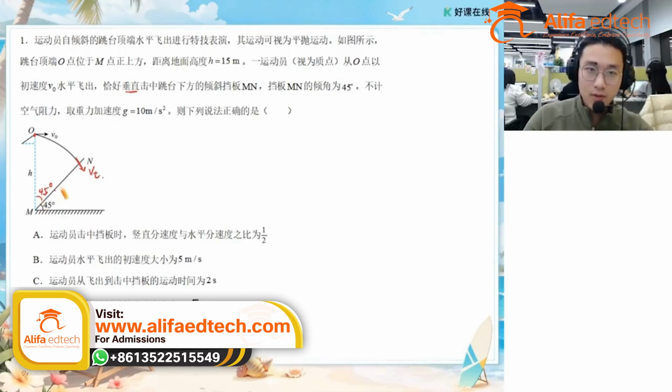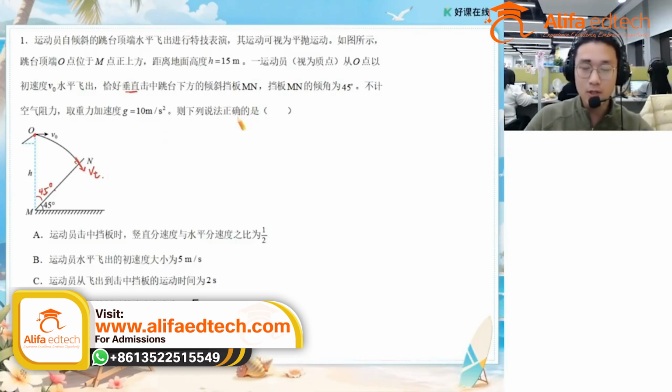Since this is 45 degrees and we know this is perpendicular, the angle between VT and the horizontal direction is now known. Ignoring air resistance, take the gravitational acceleration g as 10 meters per second squared. Which of the following statements is correct? Let's take a look.